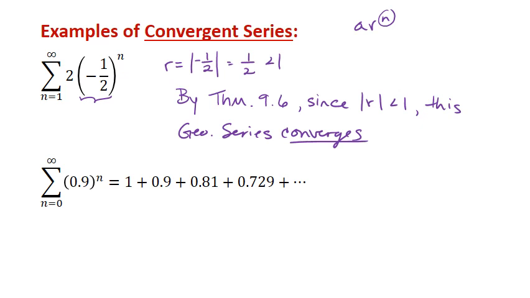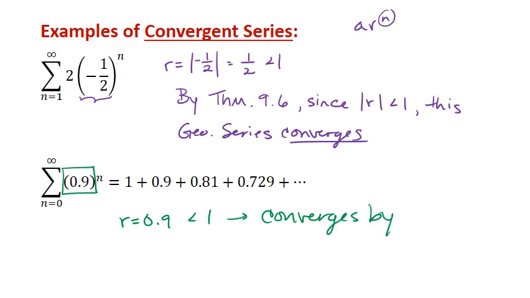In the next one, same type of thing. Here, I've given you several of the first terms, but really, all you need to do is look at this base and identify if that is greater than or equal to 1 or less than 1. In this case, r is equal to 0.9. This is less than 1. So this geometric series also converges by theorem 9.6.